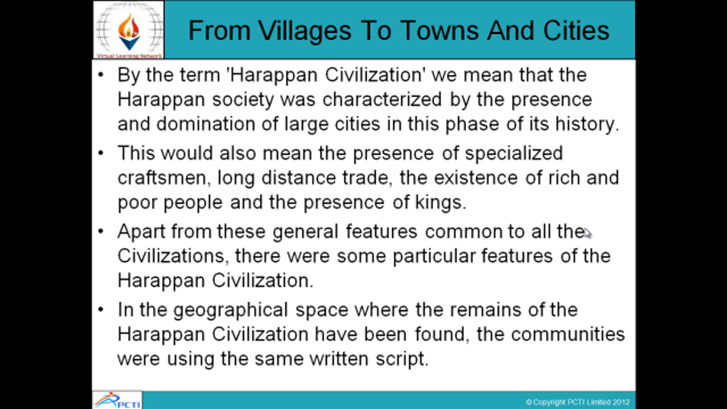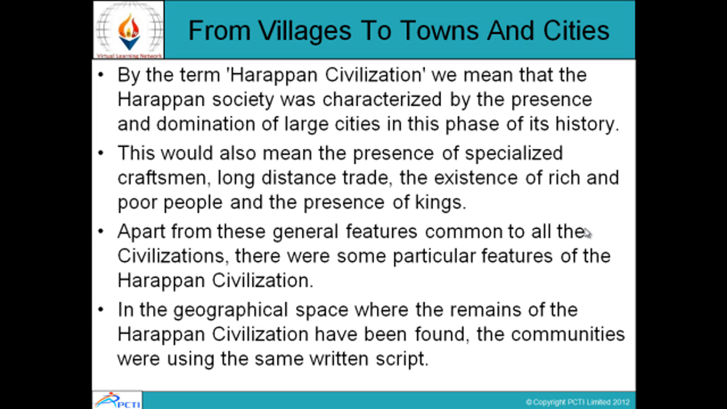This would also mean the presence of specialized craftsmen, long distance trade, the existence of rich and poor people, and the presence of kings.